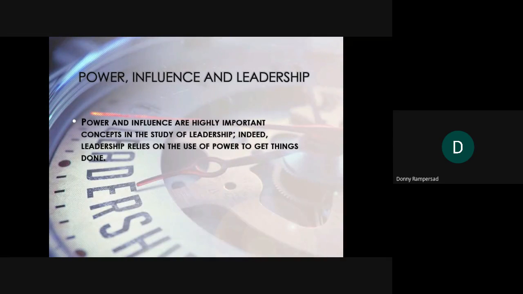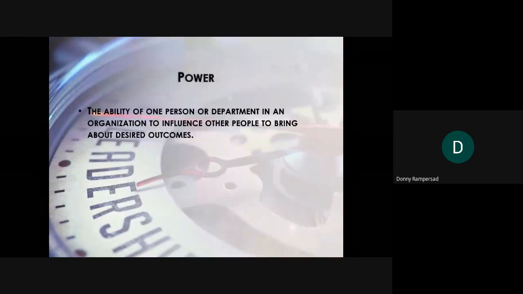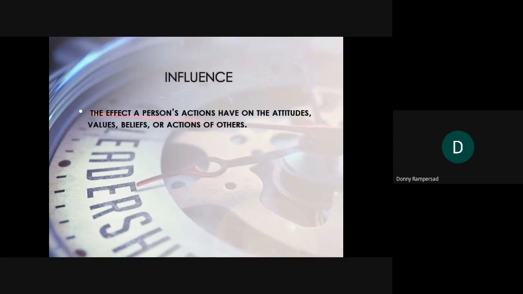We now move on to power, influence, and leadership. Power and influence are highly important concepts in the study of leadership. Indeed, leadership relies on the use of power to get things done. Power can be defined as the ability of one person or department in an organization to influence other people to bring about desired outcomes. On the other hand, influence is the effect a person's actions have on the attitudes, values, beliefs, or actions of others.